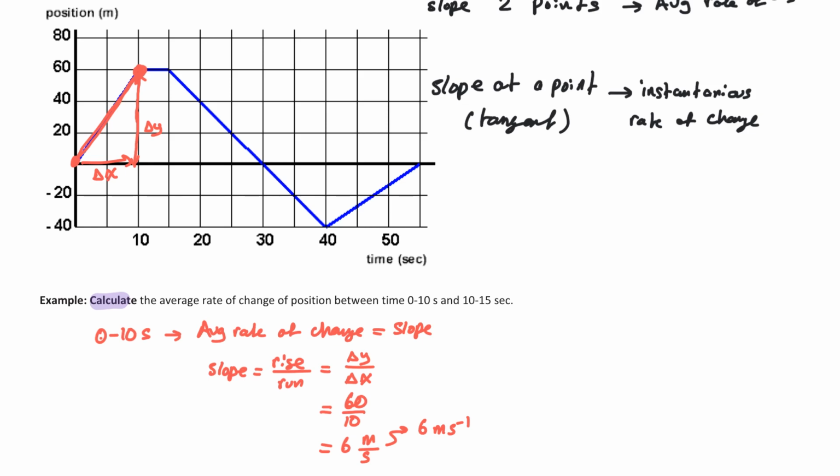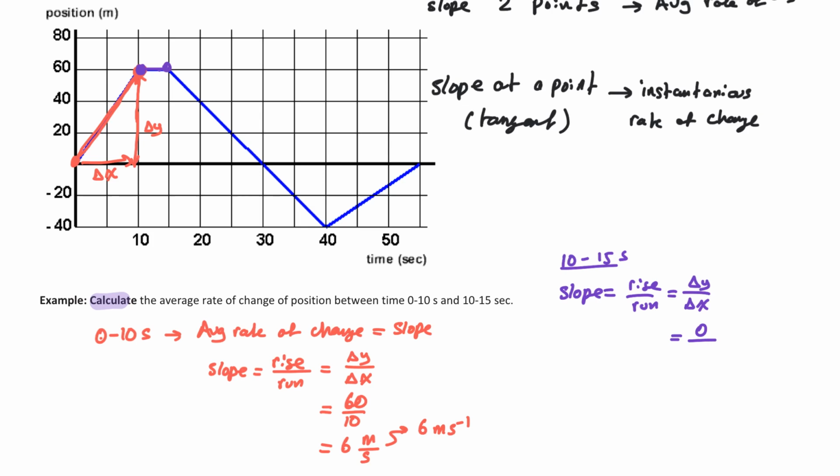What was the change in position between time 10 to 15 seconds? For 10 to 15 seconds, it's the same idea. The slope between 2 points will represent the average rate of change between those times. So at 10 seconds, we were here. At 15 seconds, we are here. So the slope is going to be rise over run, or change in y over change in x. We can see from here to here that y isn't changing, so the change in y is 0.